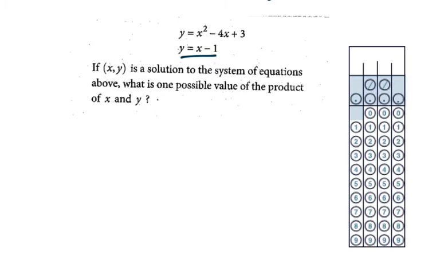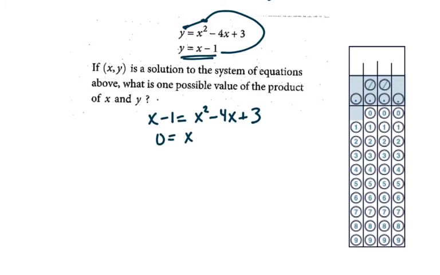Here is an example of a PSAT question where you've got to bubble in your answer. So again, I'm going to solve this by substitution. I'm going to take the x minus 1, but now I have to plug it in for y, right? So x minus 1 is equal to x squared minus 4x plus 3. So if I solve this by getting everything on one side, x squared minus 5x plus 4, so here I get (x minus 4)(x minus 1). I get two answers for the x.